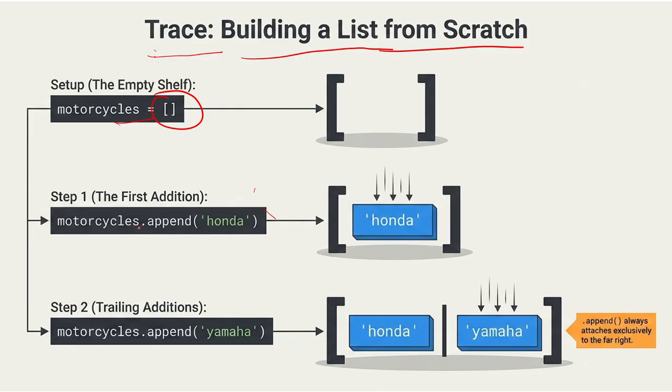Now we are doing motorcycles.append(Honda), so it will add this Honda to this empty list. Then we again typed motorcycles.append(Yamaha). You were already having Honda in the list, and append will always add to the end of the list. So this Yamaha will get added after Honda, to the right. That's what they are mentioning: dot append always attaches items to the far right, the end of the list.